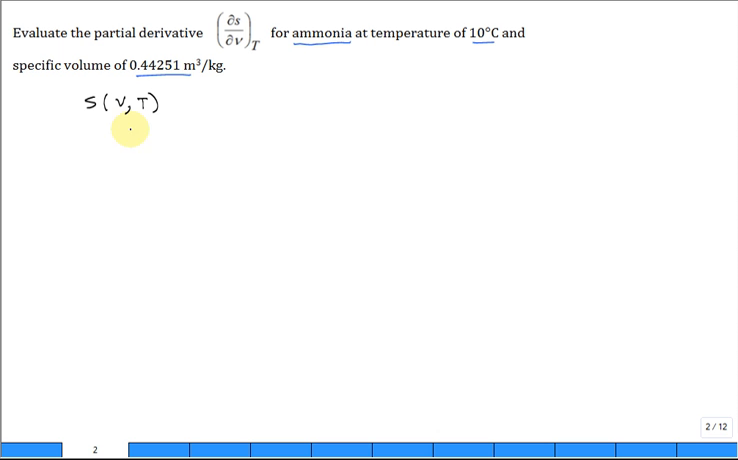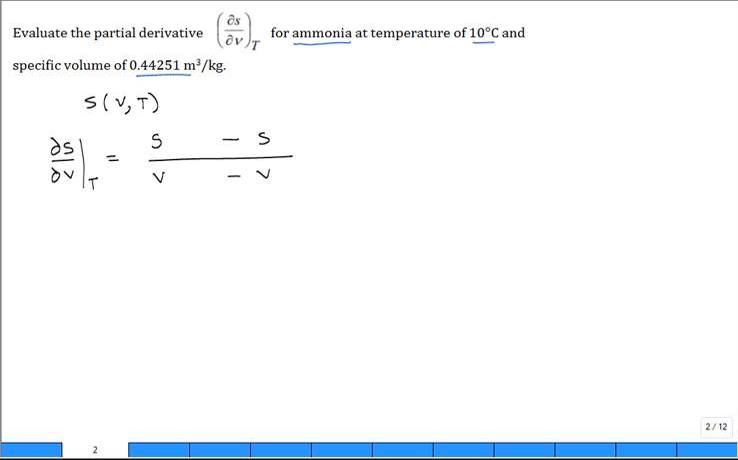So the two independent intensive properties are specific volume and temperature. And we want to find not the ordinary derivative, but the partial derivative of S with respect to V holding temperature constant. How would we do that? You would find S minus S, so some change in S, divided by some change in V. Isn't that how we do derivatives? It's the change in S over change in V, or change in F over change in X.